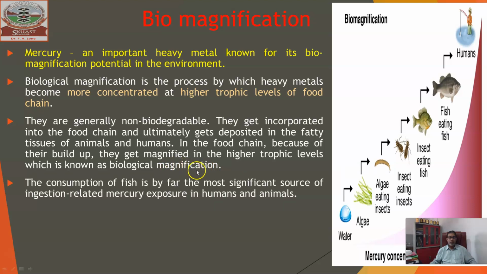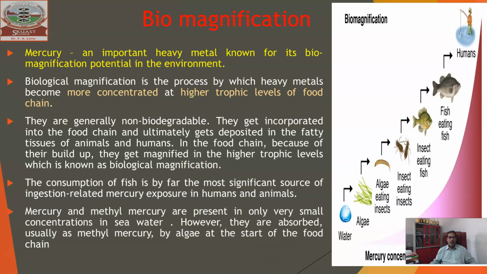The consumption of fish is by far the most significant source of ingestion-related mercury exposure in humans and animals. Mercury and methyl mercury are present in only very small concentrations in seawater. However, they are absorbed, usually as methyl mercury, by algae at the start of the food chain. So this is the picture showing the biomagnification potential of mercury.